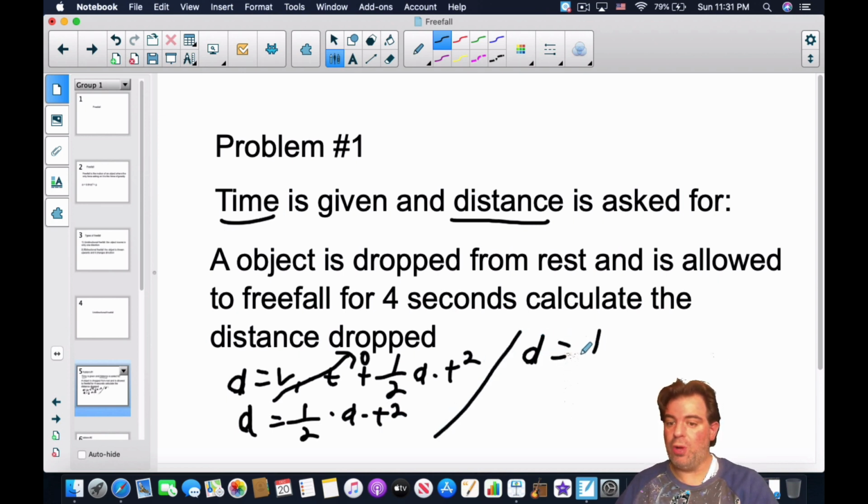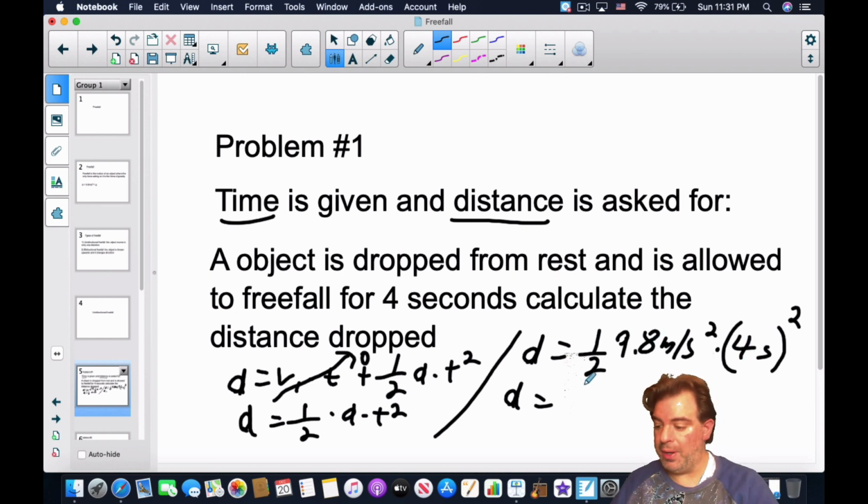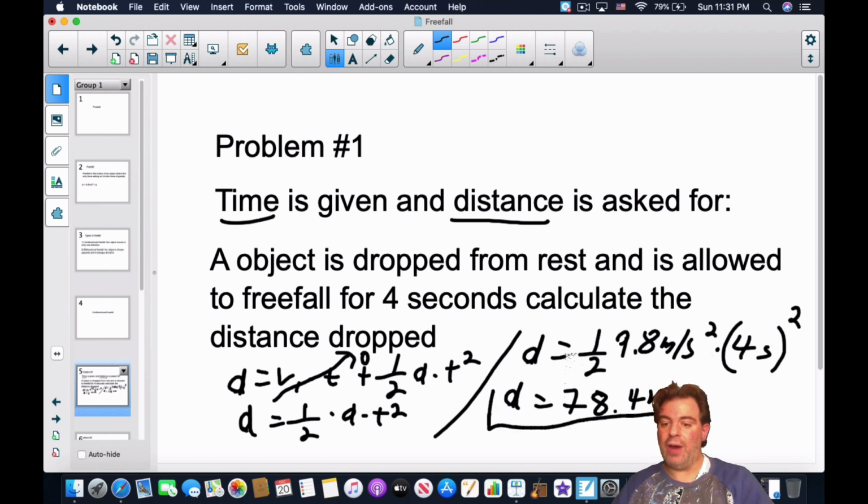So this formula now becomes 1/2 times the acceleration times time squared. We just spoke about the acceleration. It is always going to be 9.8 meters per second squared. And the time, as the problem gives us, is 4 seconds. And of course, we can't forget to square that. So the distance is 4 squared, which is 16, times 9.8 divided by 2. If we do this calculation, we see that it is 78.4 meters precisely. So after 4 seconds, the object has dropped 78.4 meters.